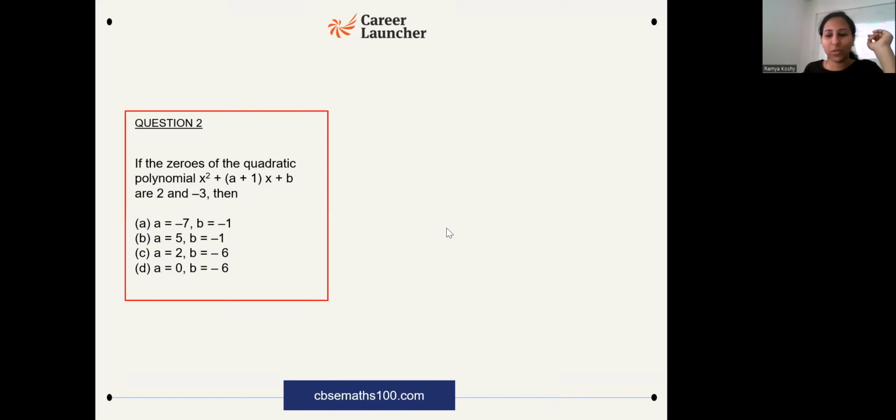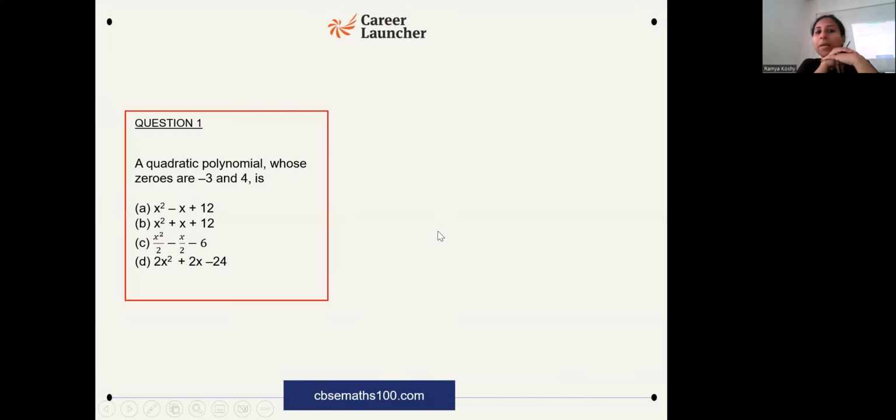All right. So, first question. A quadratic polynomial whose zeros are -3 and 4. You have to find out which quadratic polynomial has zeros of -3 and 4. So, there are two ways to answer this.